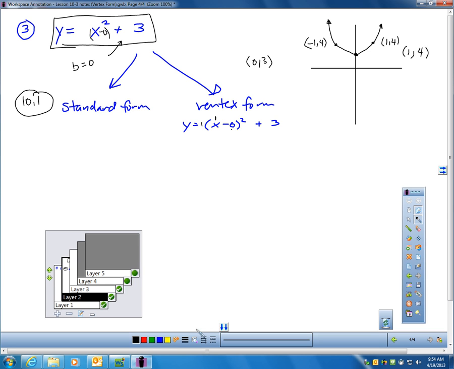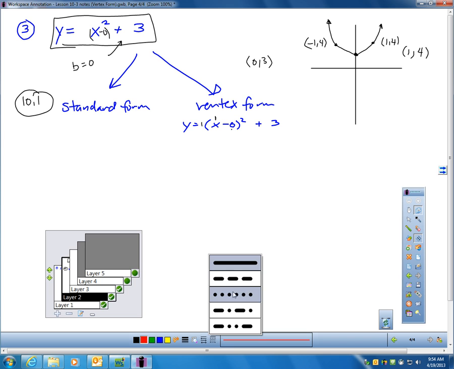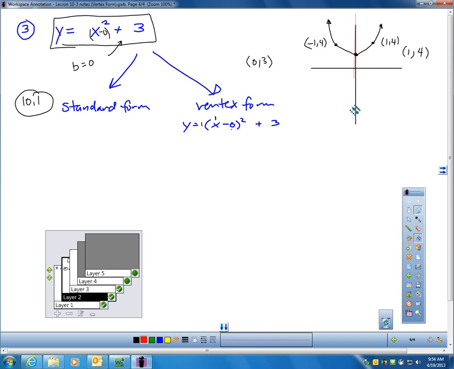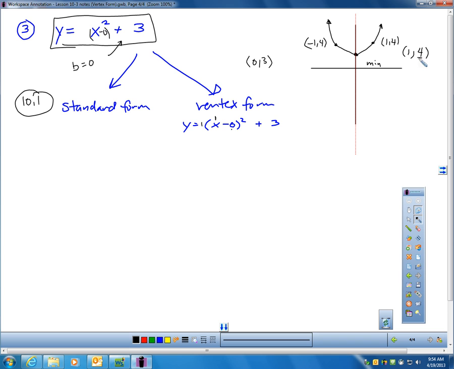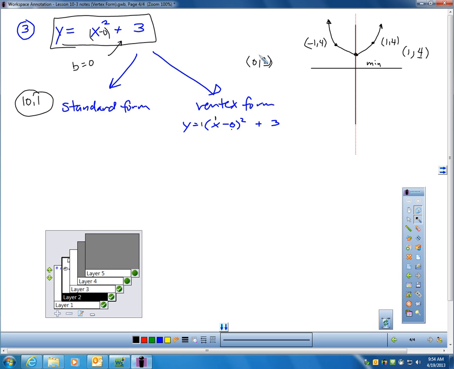I forgot to draw my axis of symmetry. Let me do that. Got to get it in there. I'm always supposed to do that. My axis of symmetry would be right down the y-axis right now, so you can see these points mirror. And then finally, this graph would have a minimum value at 3, okay?